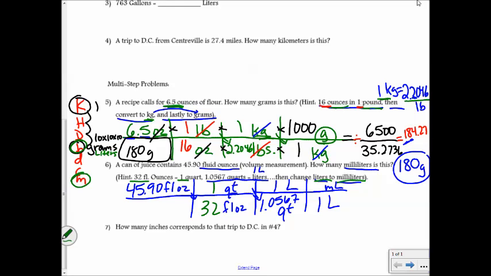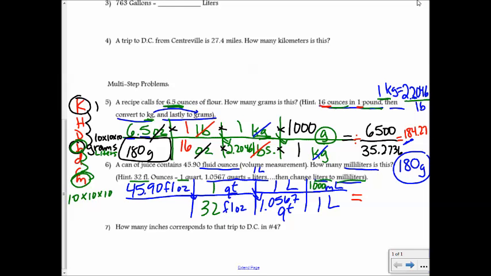1. How many hops down? 1, 2, 3. So that's 10 times 10 times 10, which is 1,000. 1,000 milliliters equals 1 liter. There you go. I know sometimes our brains aren't as fast as our voices.